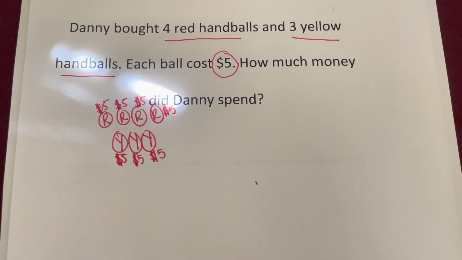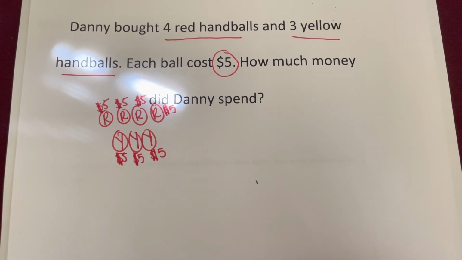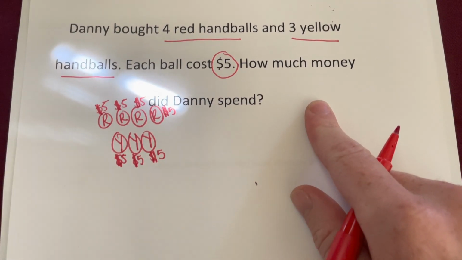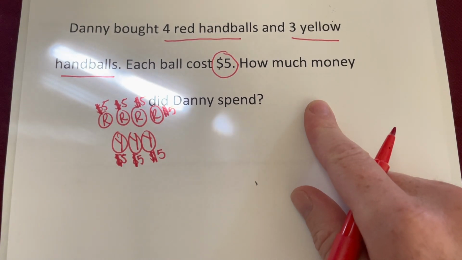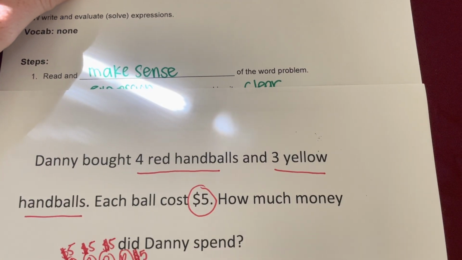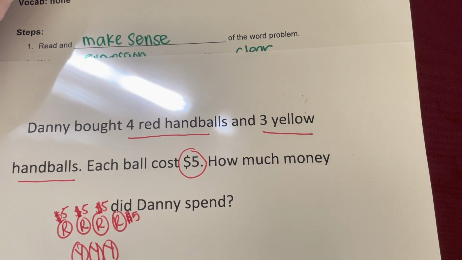Okay, so now I kind of have an idea of how much he's going to spend, because 5 plus 5 plus 5 plus 5 plus 5 plus 5 plus 5 will give me my total. So I have a visual now. So I have done step 1. I read and made sense of that word problem.